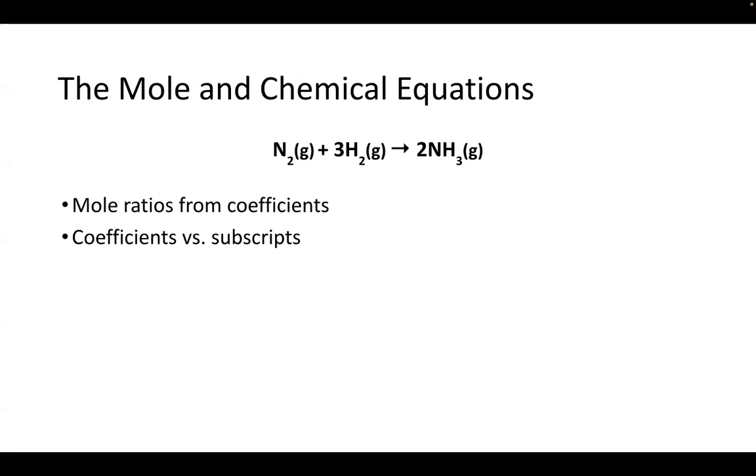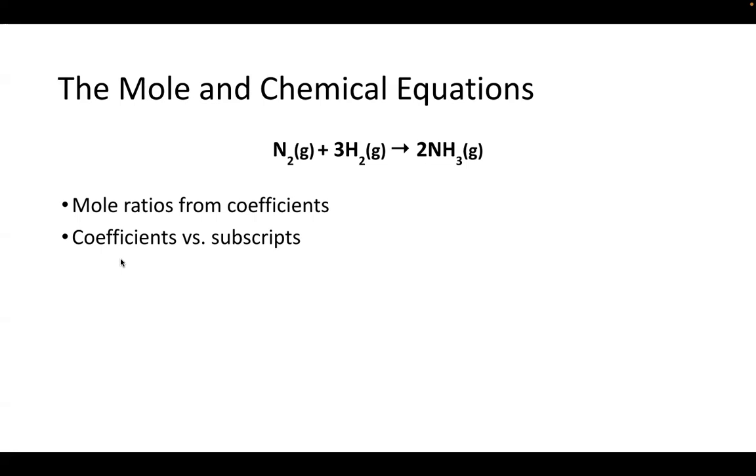Or if you scale up, those coefficients in front also tell you the mole ratio. We would say for every mole of N2, we need 3 moles of H2. And in the process, we can make 2 moles of NH3. Okay, so those numbers, the 1, the 3, the 2, are going to be really, really important. Those are the numbers we're going to use to do mole ratios to convert or change substances.